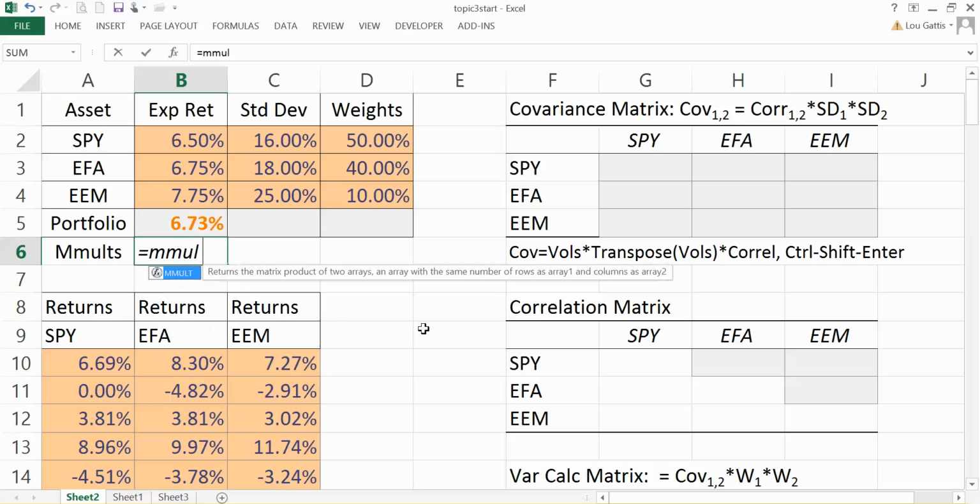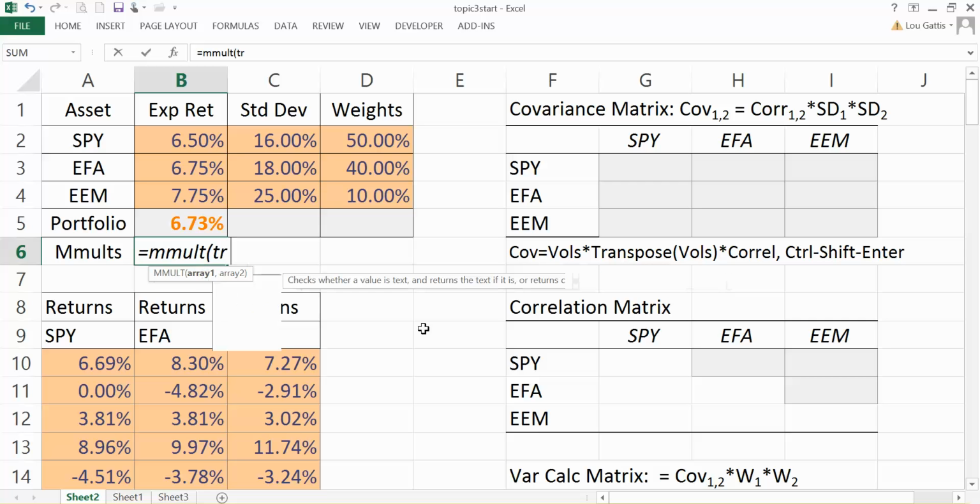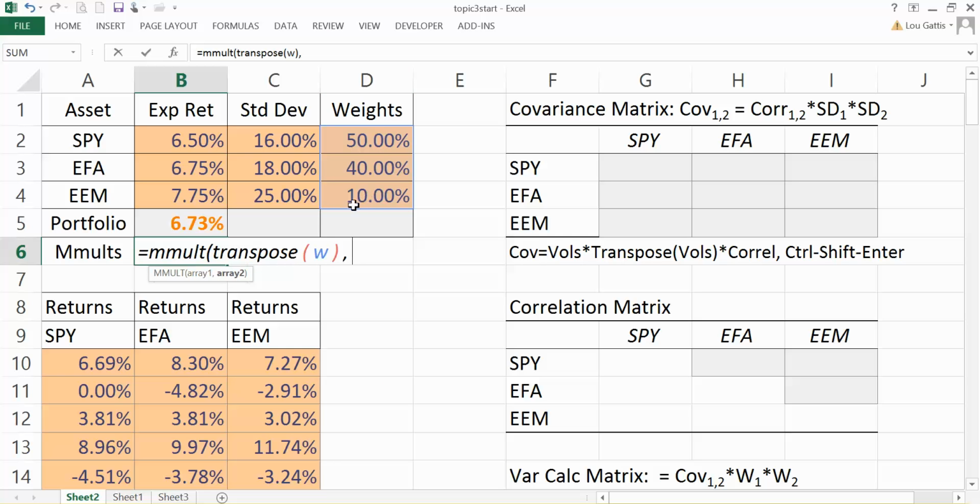Equals MMULT. Let me transpose W. So that's going to flip W to make it a row vector. And then I can multiply times return. And then again, I'm going to use Control-Shift-Enter. And that's another way of getting the expected return. The expected return of a portfolio is W transpose R, where W is a column vector of weights and R is a column vector of returns.